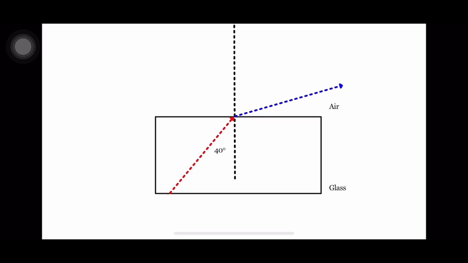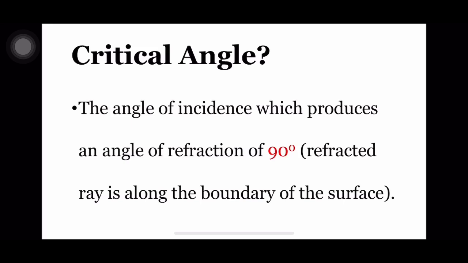But there comes a special angle. The special angle for glass is 42 degrees. Why is it special? Because the angle of refraction will look like this. The angle of refraction is now 90 degrees from the normal. This is called the critical angle. What is critical angle, you say? The critical angle is the angle of incidence which produces an angle of refraction of 90 degrees, which is a refracted ray along the boundary of the surface.